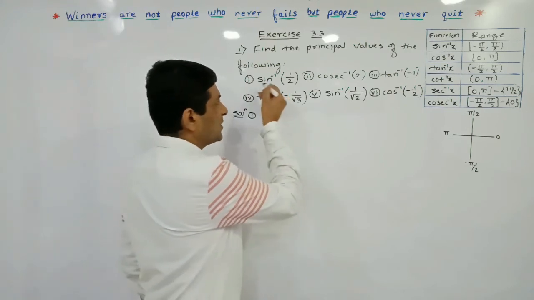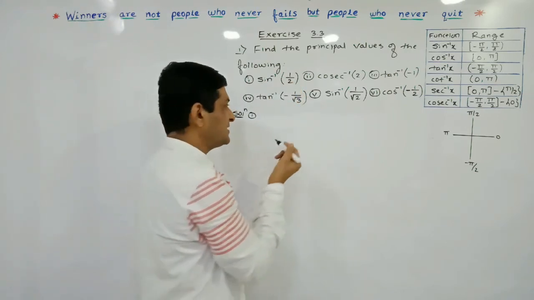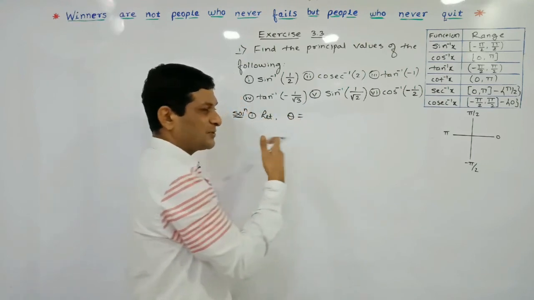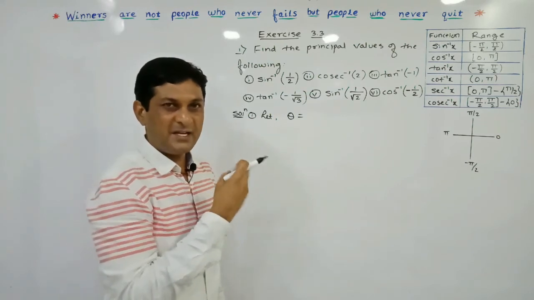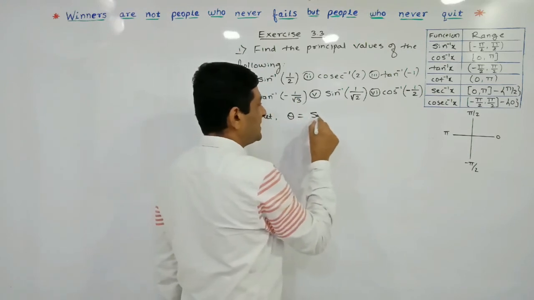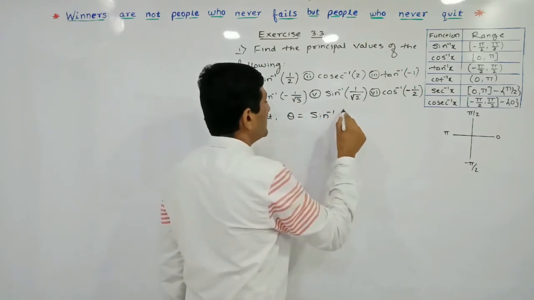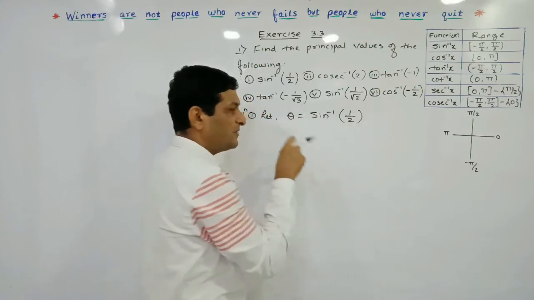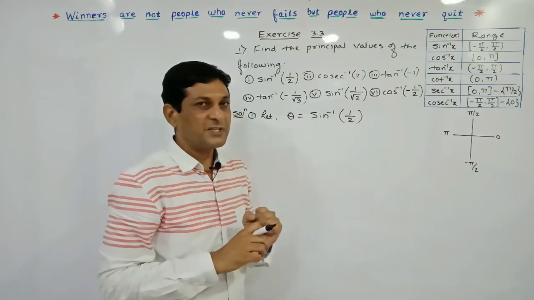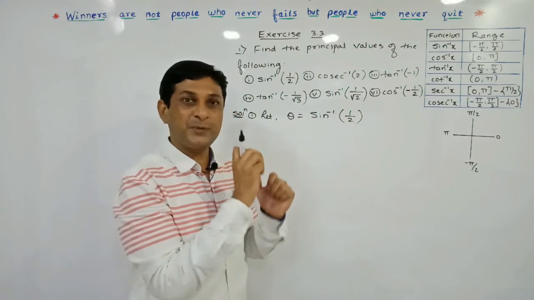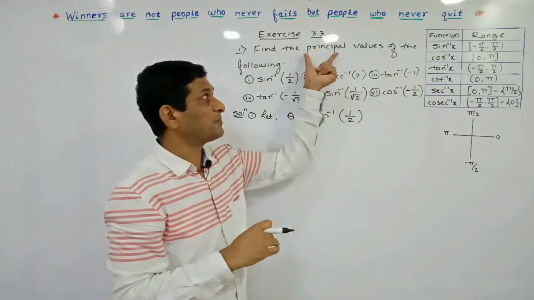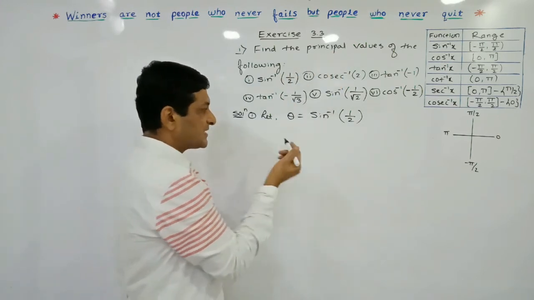Whatever inverse trigonometric function is given to us, denote it by, say, theta. You can denote it by x, y, or any variable like alpha, beta, gamma also. So let theta equal sine inverse of 1 by 2. We are trying to find the value of theta which satisfies this inverse trigonometric function and lies in its range, and only then will we call it the principal value. So let us simplify; take sine on both sides.